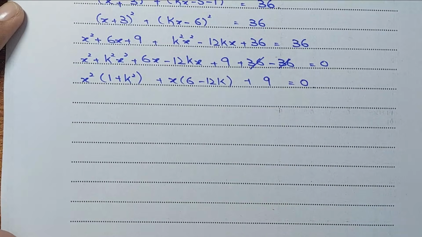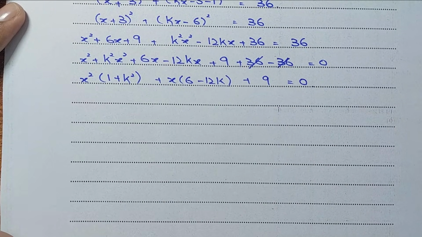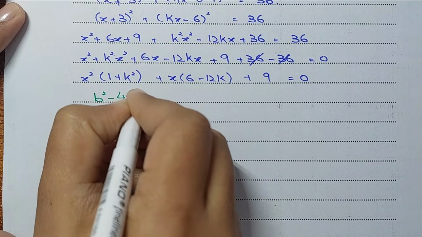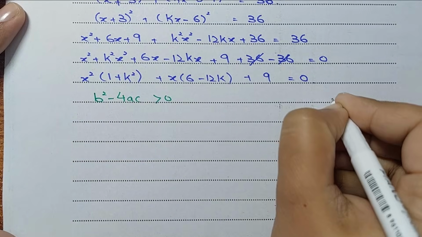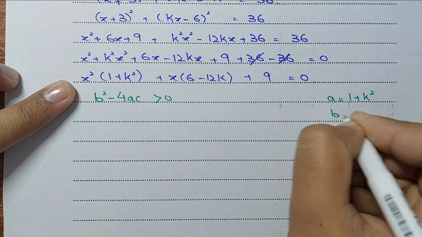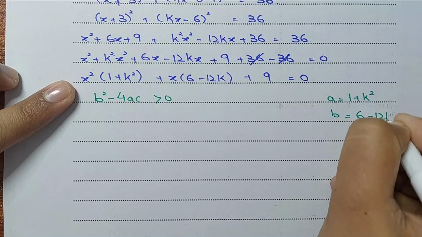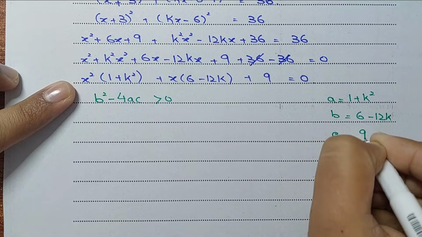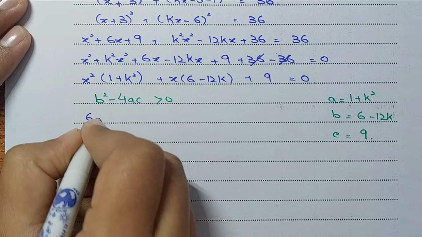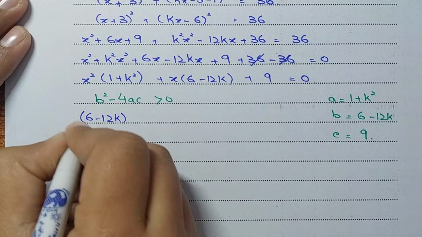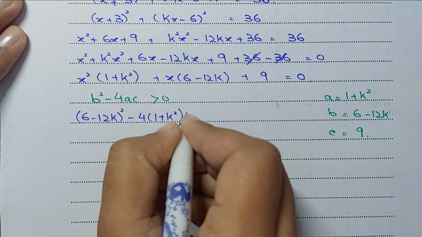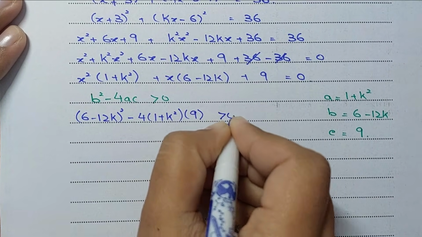The discriminant should be greater than 0. Let me solve the discriminant. Now we can say b² − 4ac should be greater than 0. What is a? A is the coefficient of x², 1 + k². B is the coefficient of x, which is 6 − 12k, and c is the constant term, which is 9. Substitute everything. So b is 6 − 12k, whole squared, minus 4, a is 1 + k², and the c value is 9. This is greater than 0.